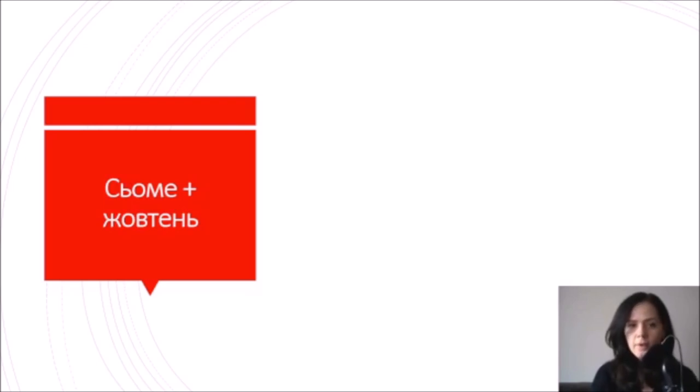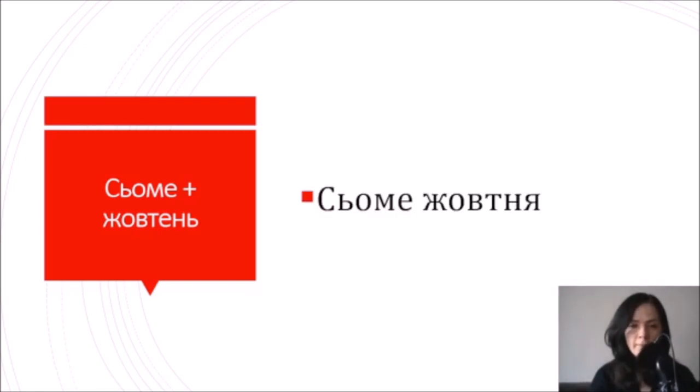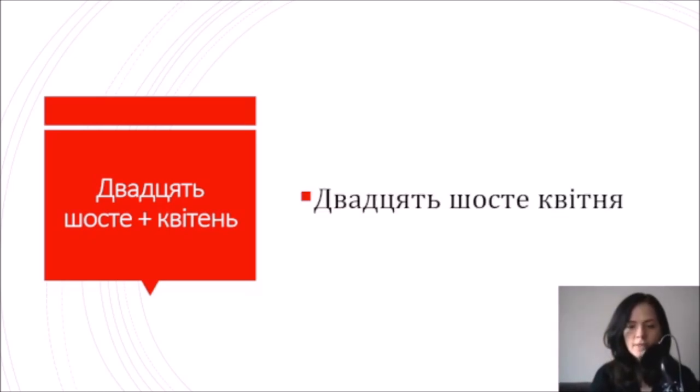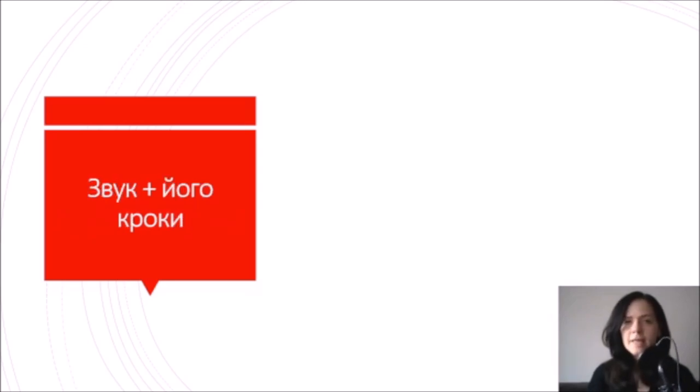Next. Сьоме жовтень. Сьоме means the 7th and жовтень means October. So the 7th of October means in Ukrainian сьоме жовтня. Сьоме жовтня. Next. 26 квітень. 26 means the 26th and квітень means April. So the 26th of April in Ukrainian will be 26 квітня.